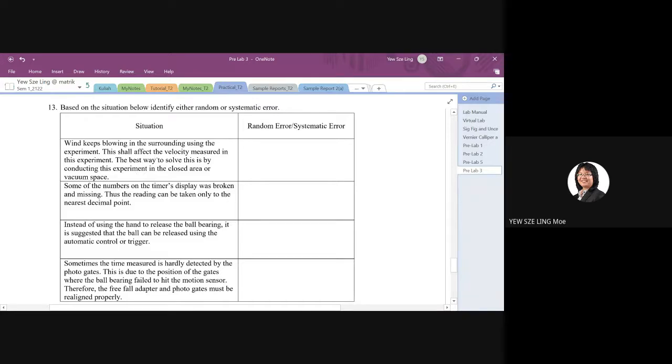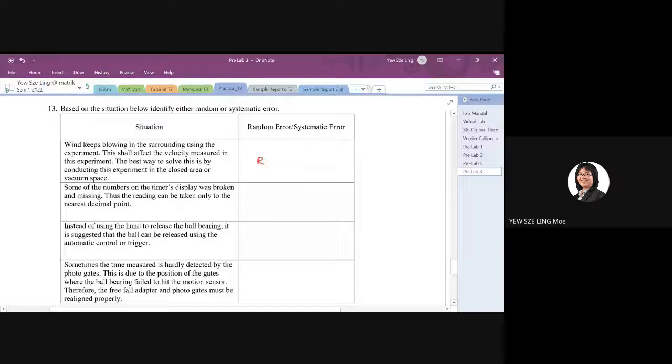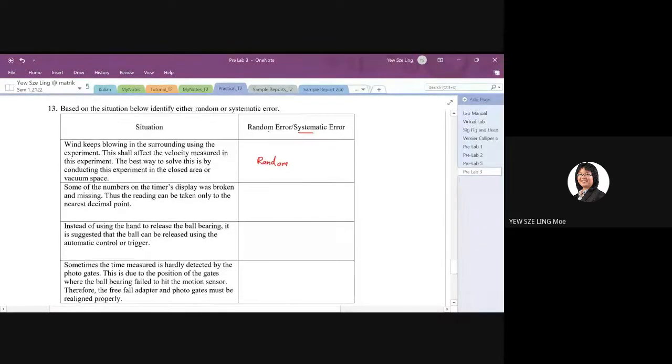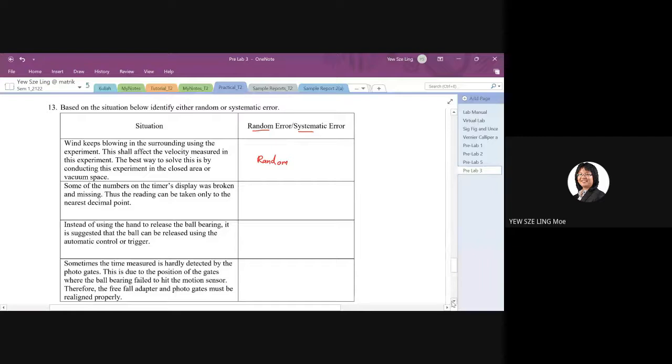So wind blowing won't give you the same error every time. In that case, we call it random error. The error that won't give you the same result every time, we call random error. The error that gives you the same reading every time, the same mistake every time, we call systematic error. So that is the main difference between these two types of error.